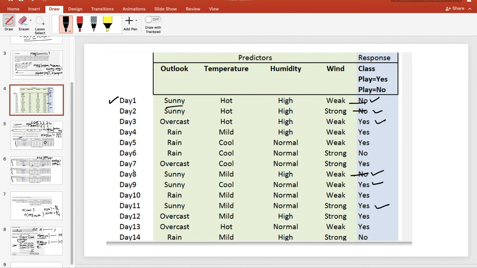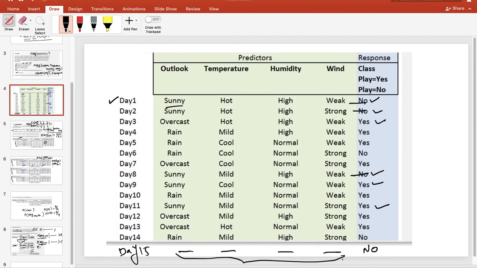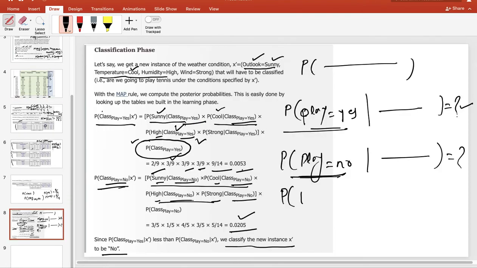That means if I add those conditions here, now this was day 15, so this class will be no. So day 15, this is x dash. That is how we solve numerical examples by using the naive Bayes classifier.